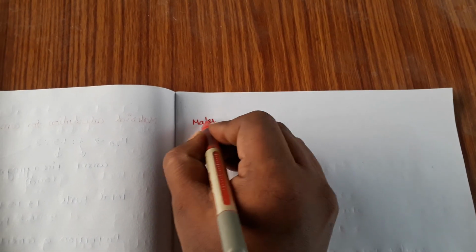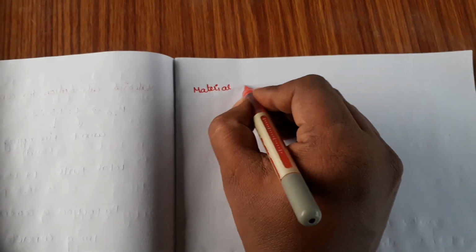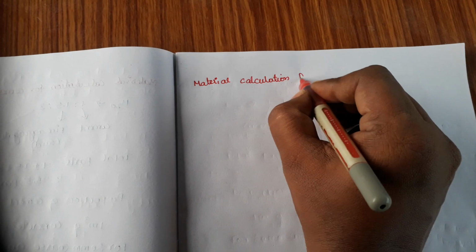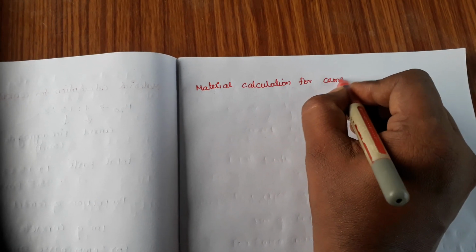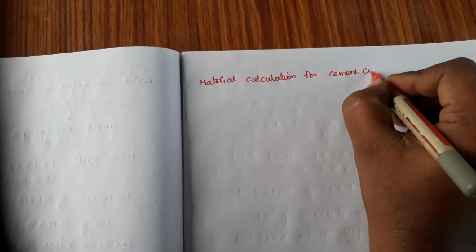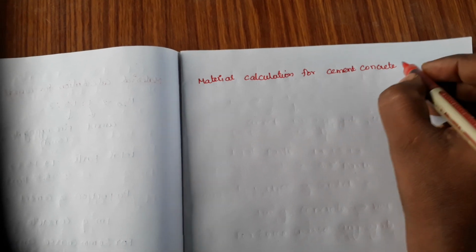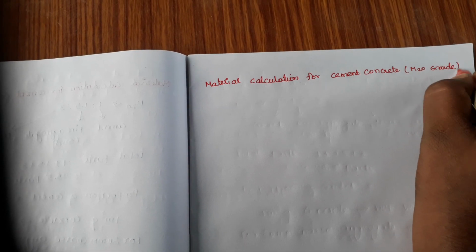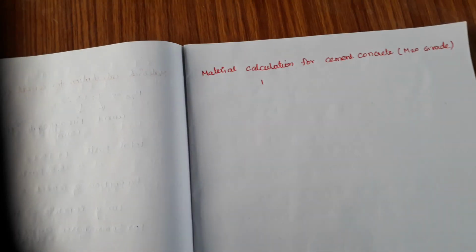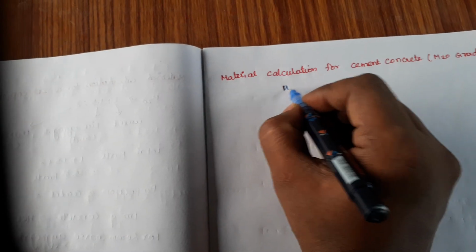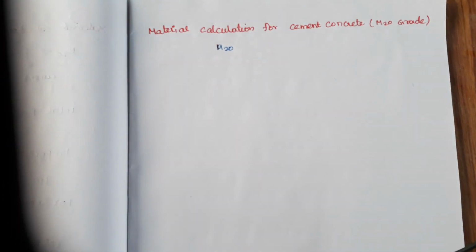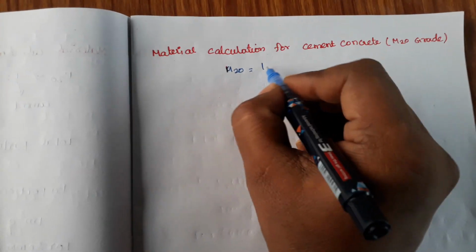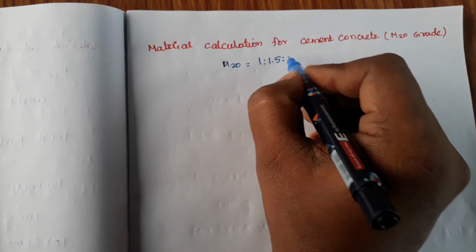Material calculation for cement concrete M20 grade. So M20 is equal to 1:1.5:3.